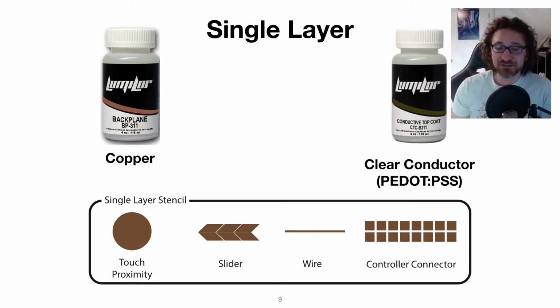And on the right hand side you see a clear conductive material. This is a conductive polymer called PEDOT:PSS, which is very useful for making your user interfaces invisible, or for electroluminescent displays if you want to actually see light coming out of your elements. And the layers that you have to spray here can be, for example, touch and proximity layers, here illustrated as a circle, but they can actually have any kind of shape that you want.